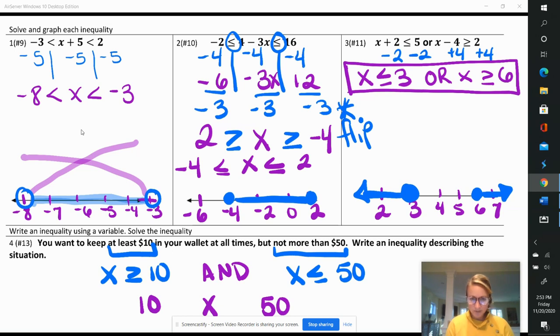So I always start with the right side. X is less than or equal to 50. That's easy to fill in. And then the other inequality, we're going to follow the same direction because it's greater than or equal to 10. And there's the compact compound inequality to represent how much money we want in our wallet at all times. So again, this was the Jamboard practice assignment for 2-5 on solving compound inequalities.